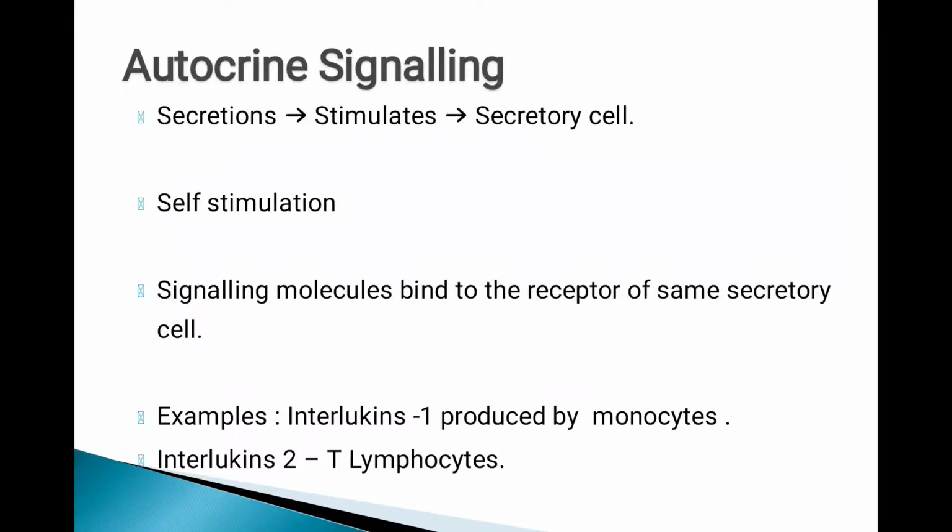It's also an example of self-stimulation. The signaling molecules bind to the receptor of the same secretory cell. Hence, it is called autocrine signaling, and those secretions are called autocrine secretions. An example of this kind of autocrine signaling is interleukin-1 produced by a monocyte, which stimulates the same monocyte, and interleukin-2, also called a chemokine, produced by T lymphocytes, which helps in maturation of the T lymphocyte. So these are examples for autocrine signaling.